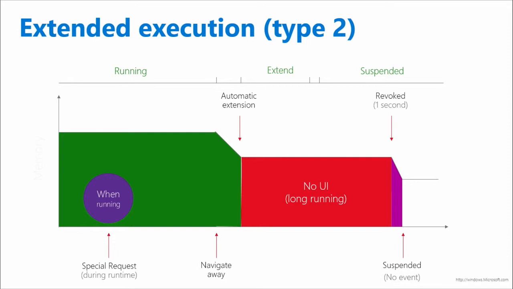That's when the user navigates away. You actually do lose a little bit of UI, and so you use a little bit less memory because your UI is away. So that part is nice. You're about to be suspended, but instead of getting suspended, you're automatically extended and you continue without a UI. Of course, at any time, the user could cycle back into your app and you would get your UI back.